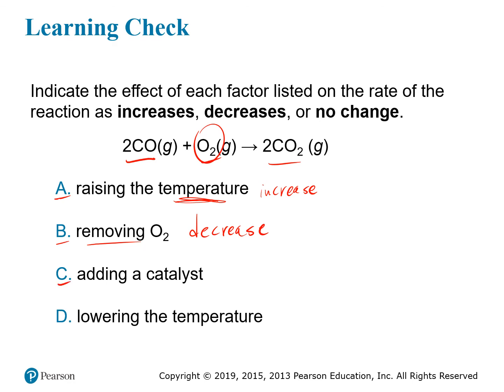And then C is adding a catalyst. We know adding a catalyst is always going to increase the rate of a reaction. Okay, that's just what a catalyst does. And then the last one is lowering the temperature, right? So in the first one, we raised the temperature and it increased. So lowering the temperature logically would have the opposite effect. This is going to decrease the rate of the reaction. Again, when you lower the temperature, fewer particles are now going to have the energy to collide and react and make it over that activation energy barrier.